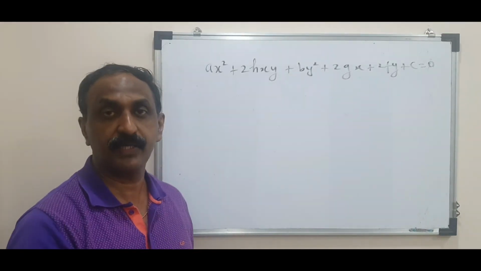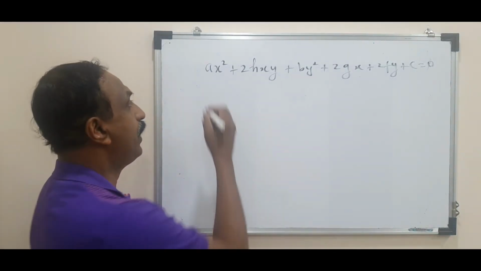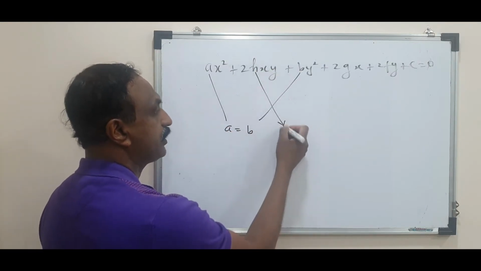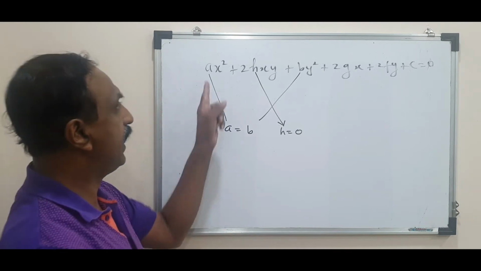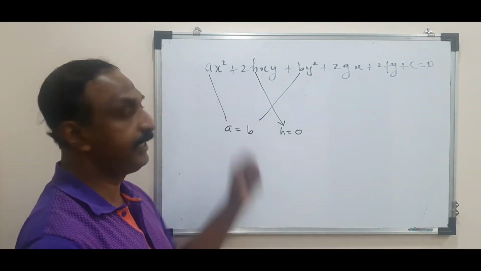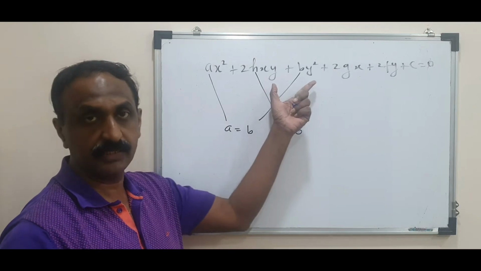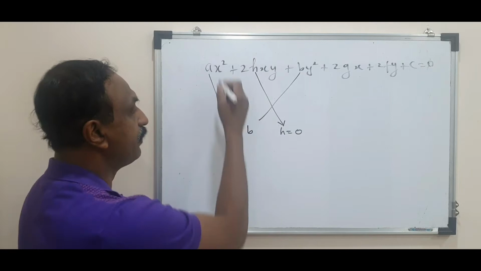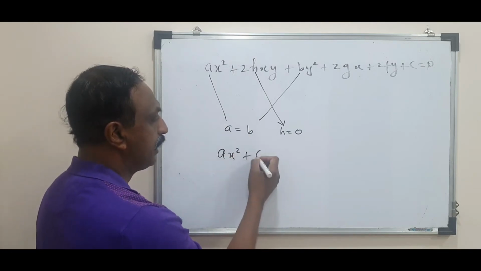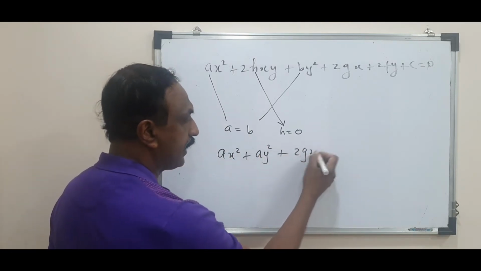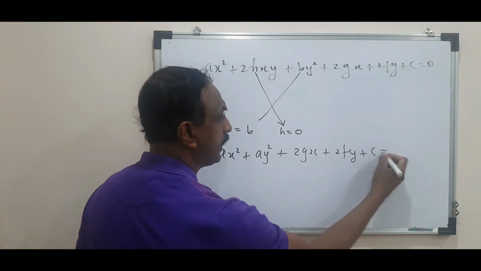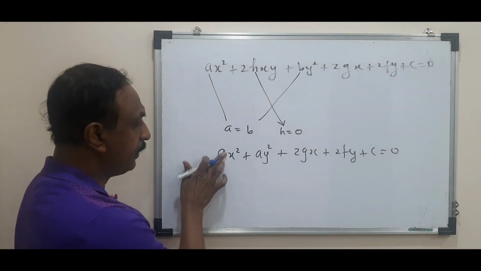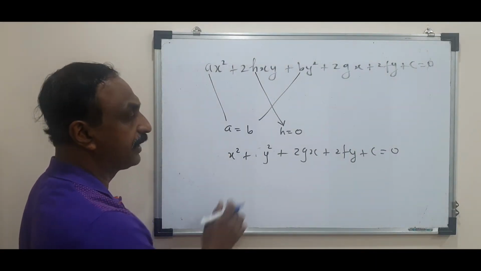This equation will represent a circle when A and B are equal, H is 0. So a general equation of second degree will represent a circle when A is equal to B and H is equal to 0. Let's have a look at it. If it is AX square plus AY square plus 2GX plus 2FY plus C equal to 0, such an equation will represent a circle.